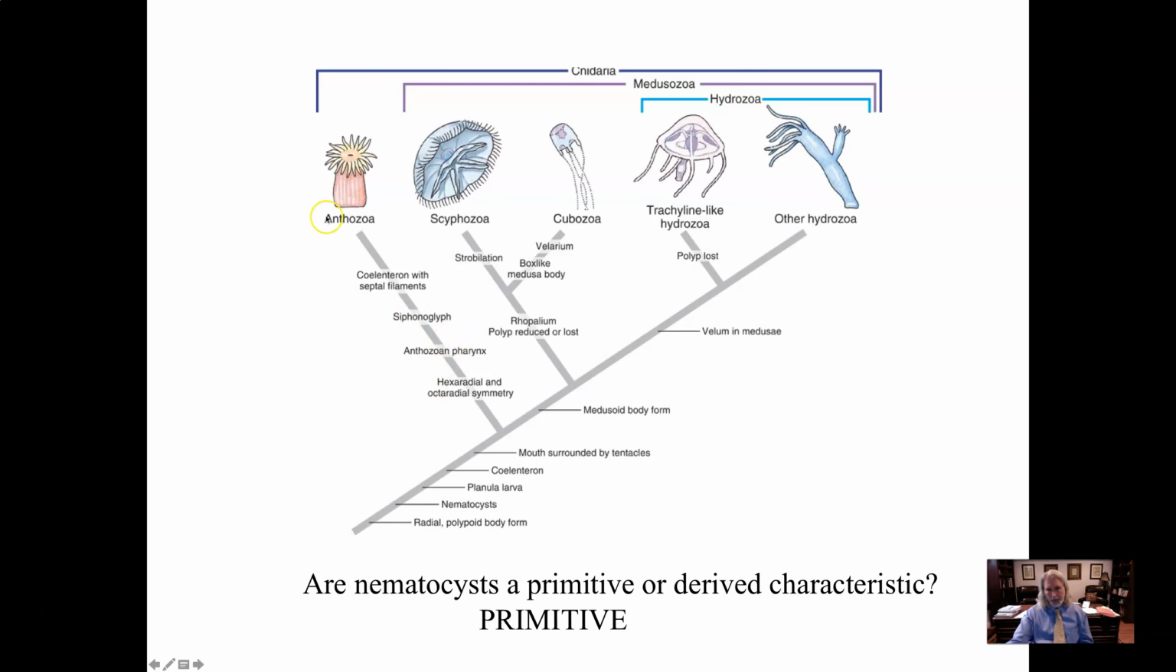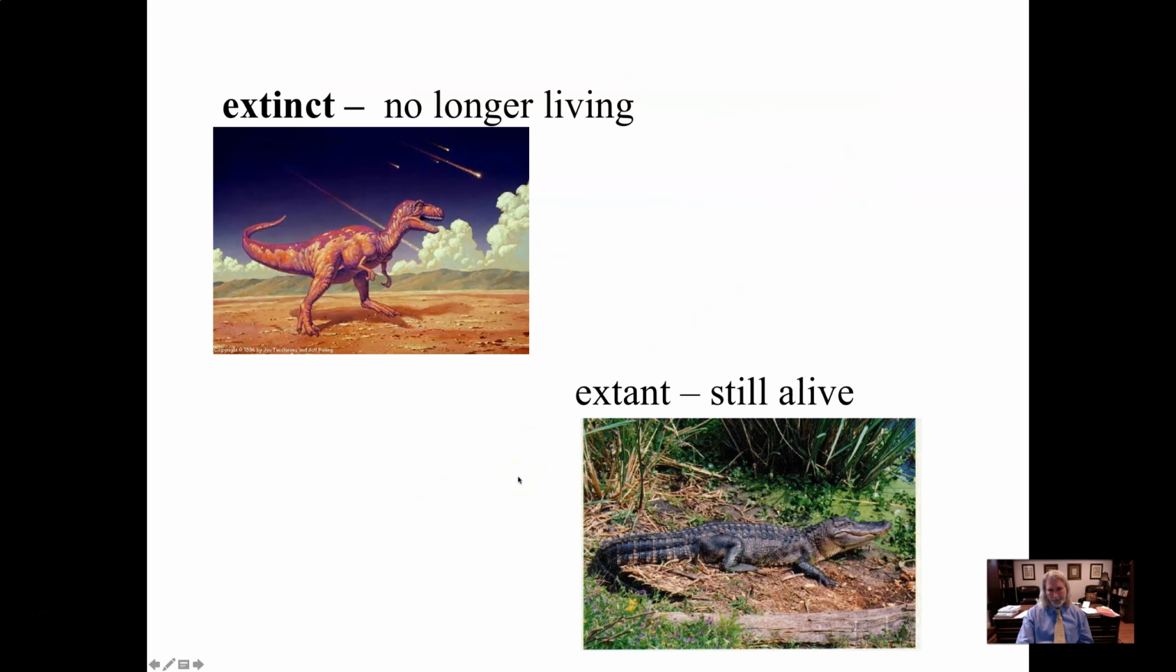Strobilation. So here's strobilation up here. Would you consider that to be a primitive or a derived character? It's up towards the top, so that would make it derived. It's a derived characteristic. So derived is up towards the top, primitive down towards the bottom.